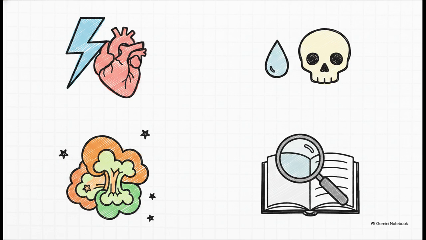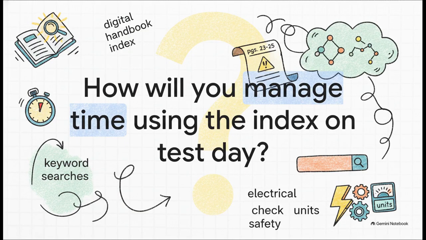And finally, you have to use your digital handbook efficiently. The exact search keywords you want to type in on test day are electrical safety, dose response, LD50, chemical interaction, and exposure limits. So, as we wrap up this explainer, I want to leave you with this thought. How are you going to manage your time using that digital handbook index on test day? Knowing the concepts is really only half the battle. Knowing exactly where to find the tables and definitions rapidly is the other half.